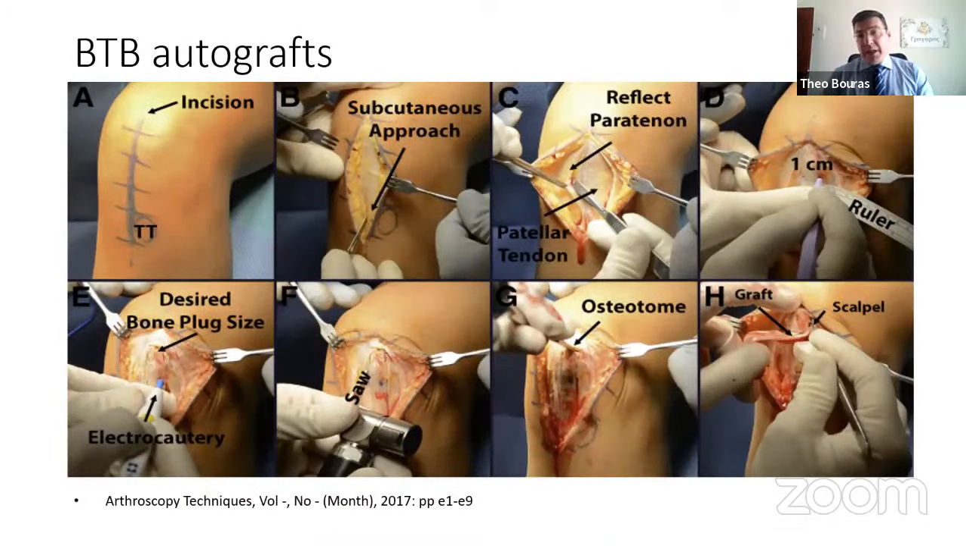Let's move to the BTB autografts. The BTB is, for many surgeons, the gold standard. It is experiencing a renaissance in our times. On this slide, you can see the typical harvesting technique. This photo comes from the publication of Dr. LaPrade from the States. Typical insertion and harvesting of a 1 centimeter graft along with bone plugs from the inferior patellar pole and tibial tubercle.